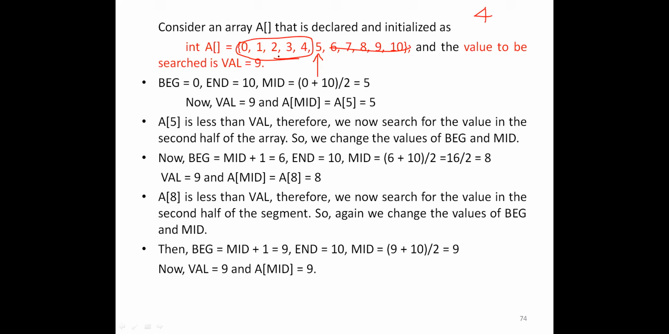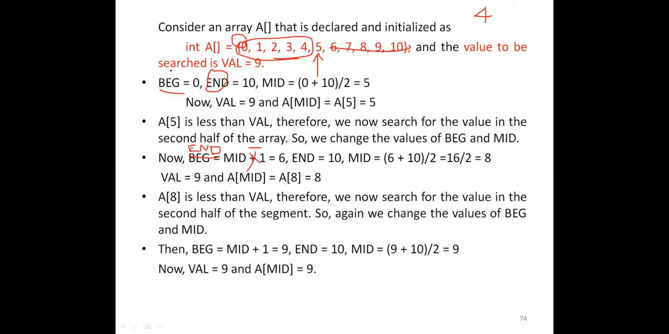Now I have to change the value of beginning, middle, end. In this case, I won't change the beginning because beginning is 0. I will change only the end value. The end value is nothing but mid minus 1. Here we wrote plus, right? Instead of plus, I will write minus. Why? Because I am moving towards the left side.